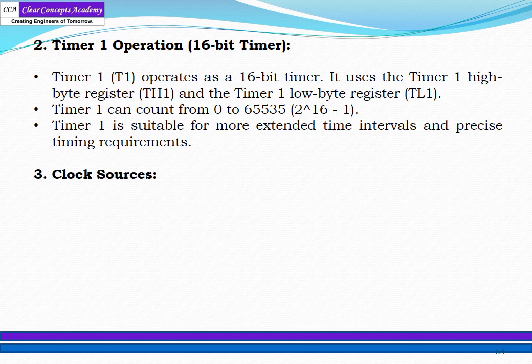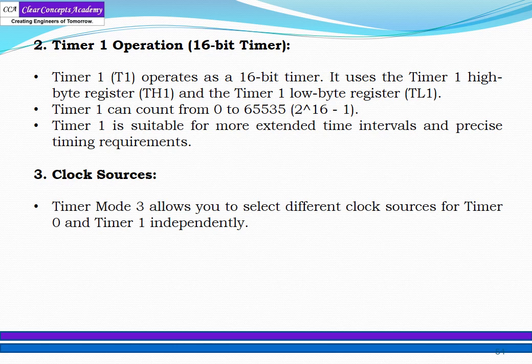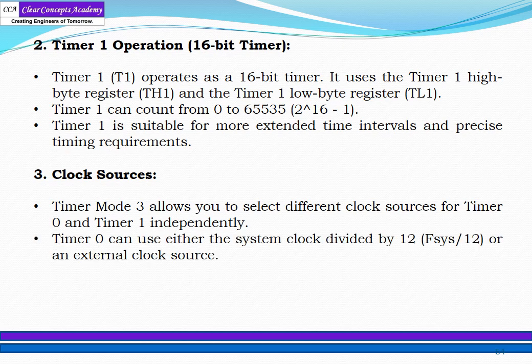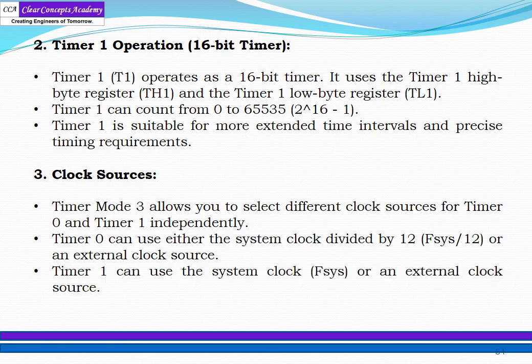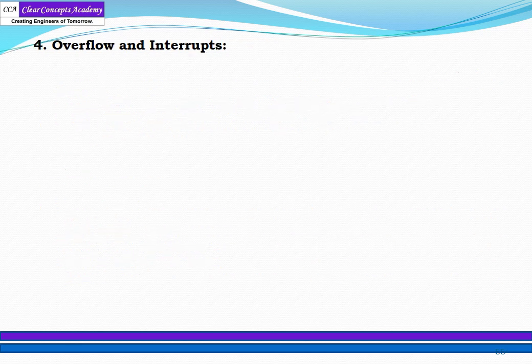Clock sources. As in the earlier discussion, what are the clock sources? Timer mode 3 allows you to select different clock sources for timer 0 and timer 1 independently. Timer 0 can use either the system clock divided by 12, that is F system frequency divided by 12, or an external clock source. Timer 1 can use the system clock F system or an external clock source.